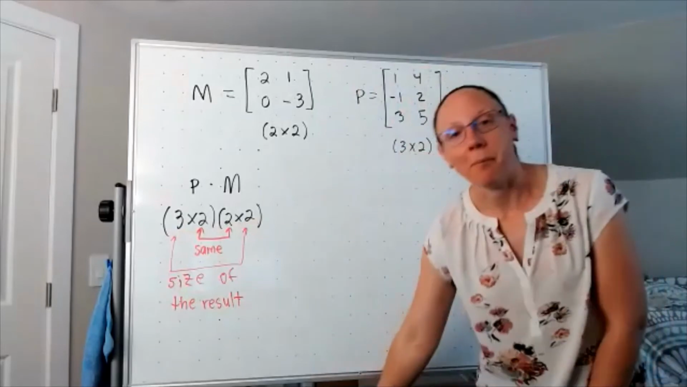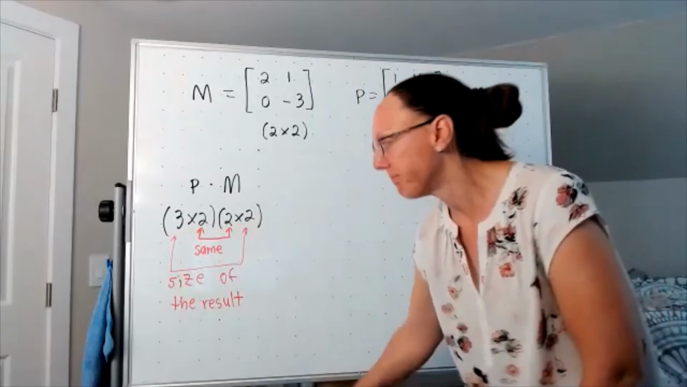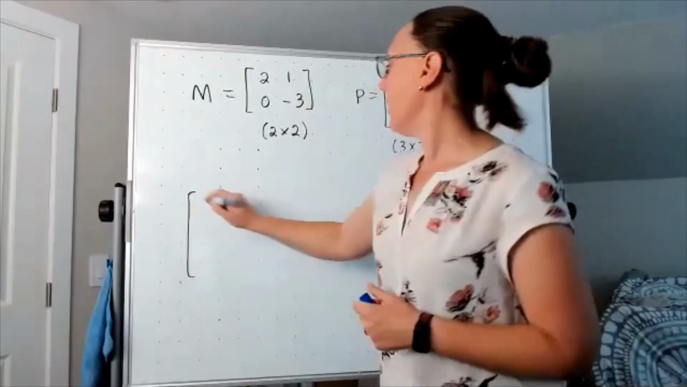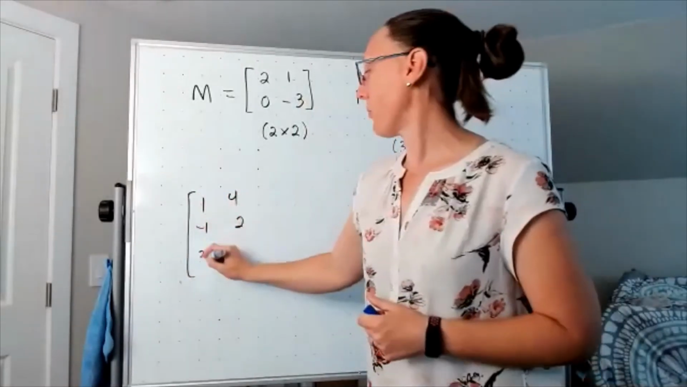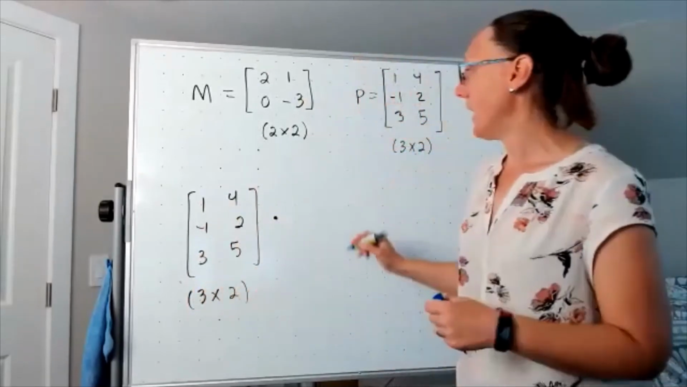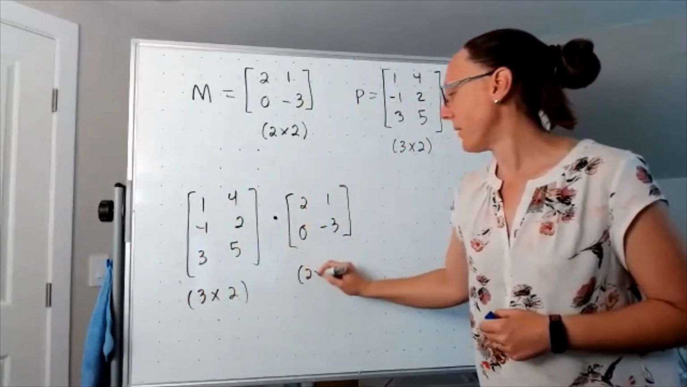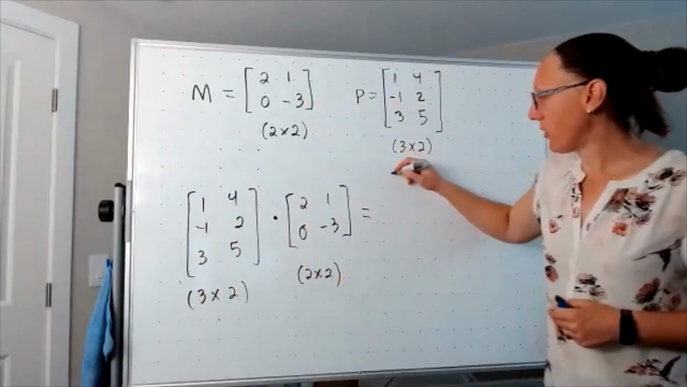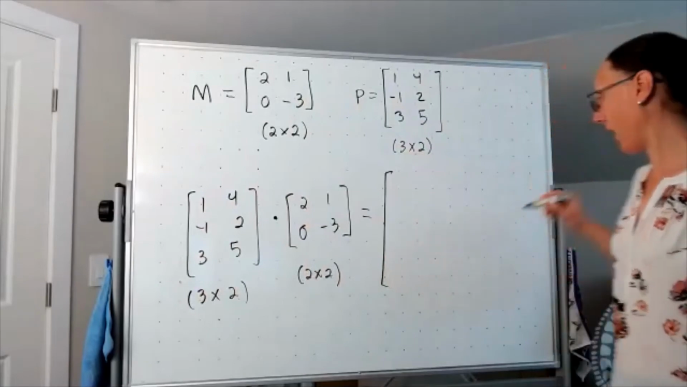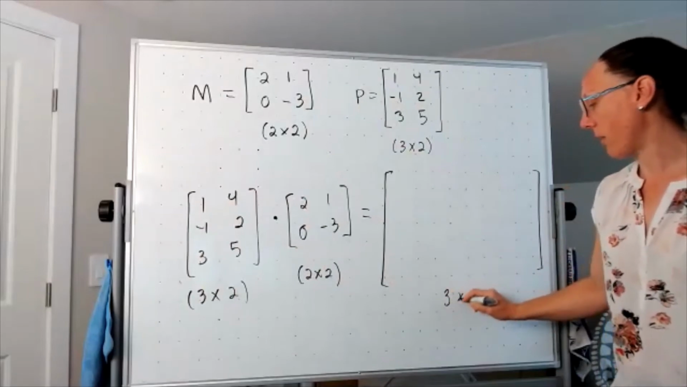I kind of wish I had written them in the opposite order so I didn't have to write all this again, but it's okay. We got this. Here's my matrix P: 1, 4, -1, 2, 3, 5. And I am multiplying that, and just for a reminder, that's a 3 by 2, by 2, 1, 0, -3, which is a 2 by 2, which means my final result, and I'm giving myself lots of space because I'm going to have lots of arithmetic in here, is going to be a 3 by 2.